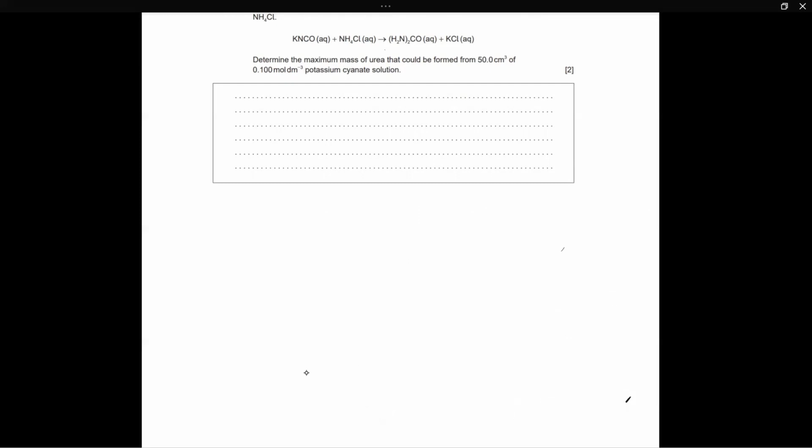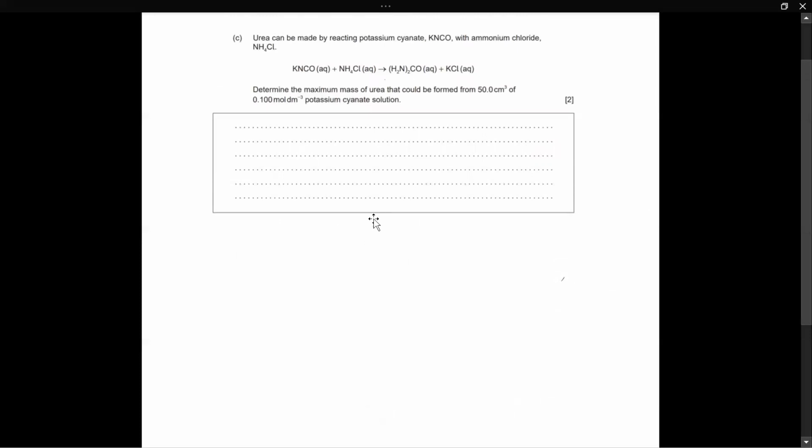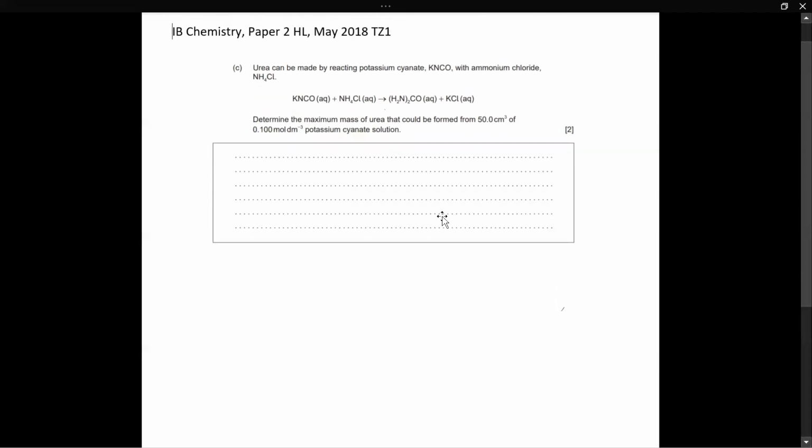to figure out the maximum mass of urea that can be formed from 50 centimeters cubed of 0.100 mole per dm cubed of potassium cyanate solution. So when they give you such a question, indirectly, they're asking you to first find out the number of moles of urea that is going to be produced from this much potassium cyanate.